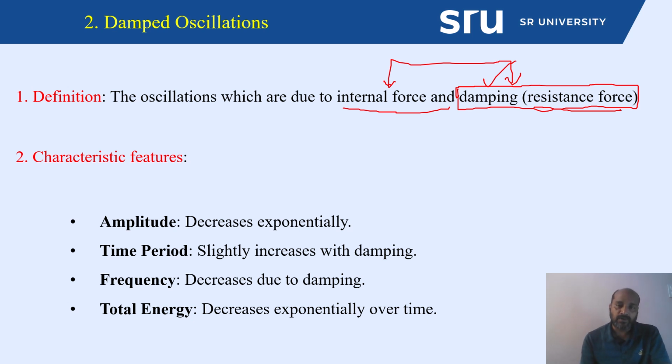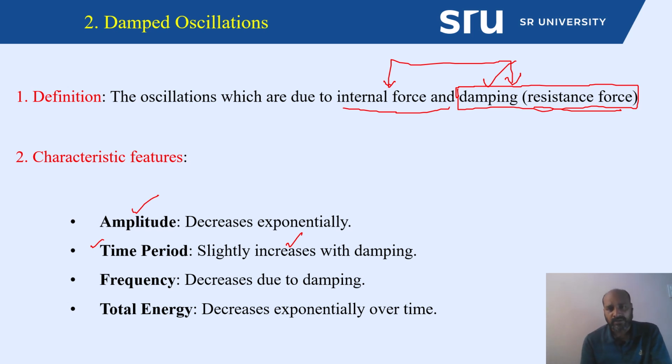And damped oscillations are characterized by, and of course these are the common characteristic features of any oscillations. But in damped oscillations the amplitude will decrease exponentially, whereas in simple oscillations the amplitude will never change. Regarding the time period, the time period will slightly increase. I mean, to take one complete oscillation, it will take a little bit more time compared to simple oscillations.